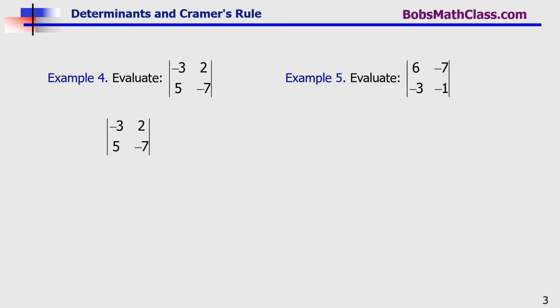All right, let's see this first one. Negative 3 times negative 7, so we're multiplying the diagonal. And what does that give us? 21. So we don't change the sign on that one. Whatever you get, that's the sign you keep. And then we go backwards. We're going to change the sign. 2 times 5 is 10, positive 10, but we're going to put minus 10. And that gives us 11.